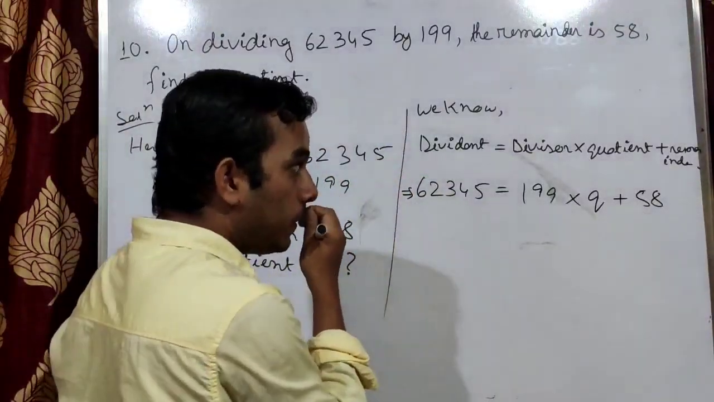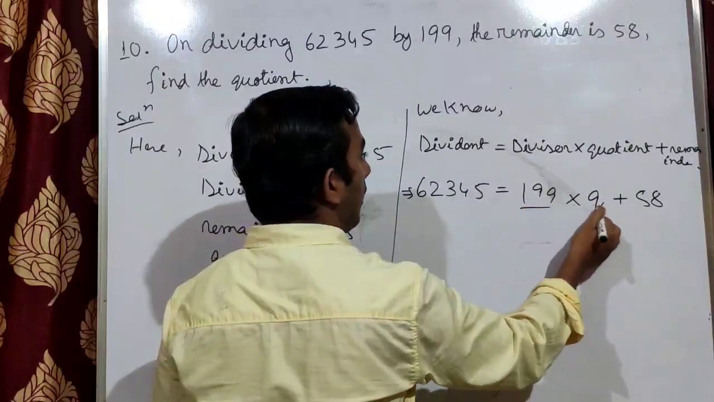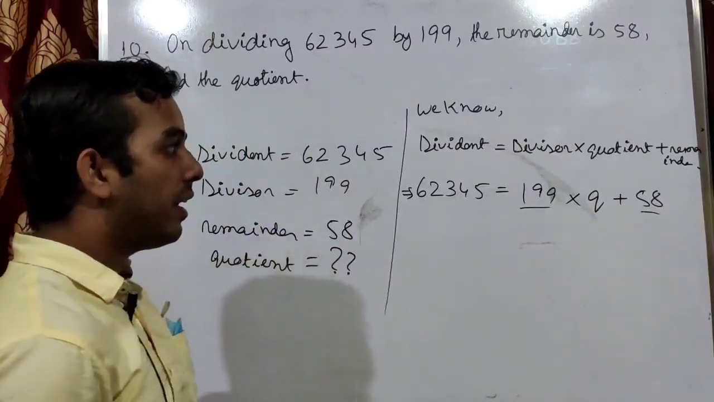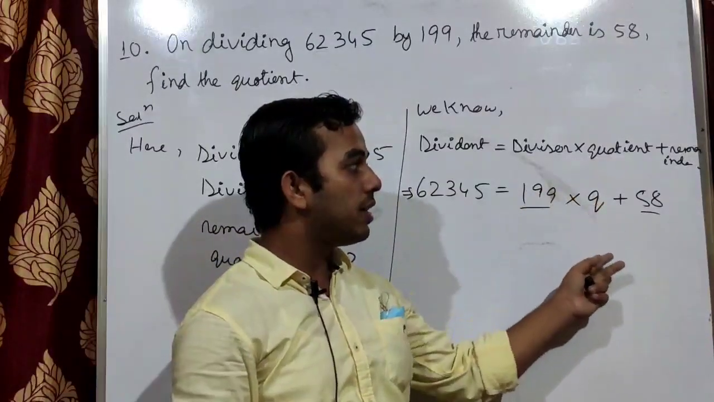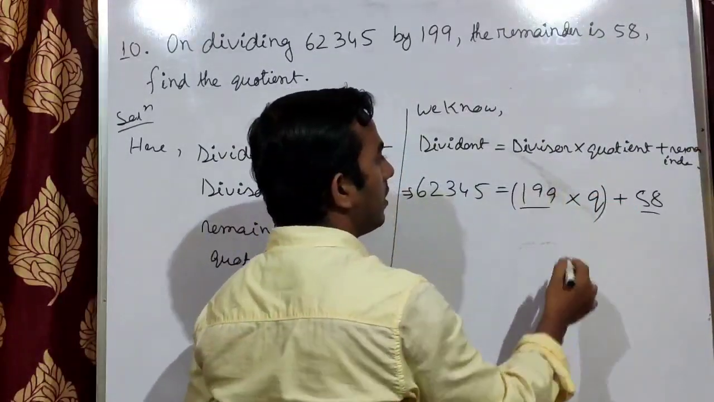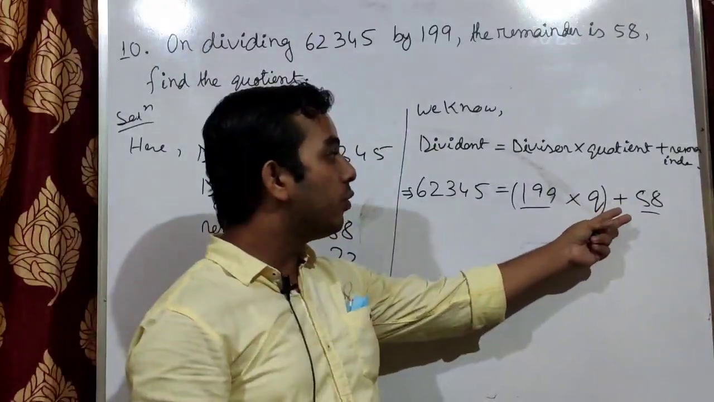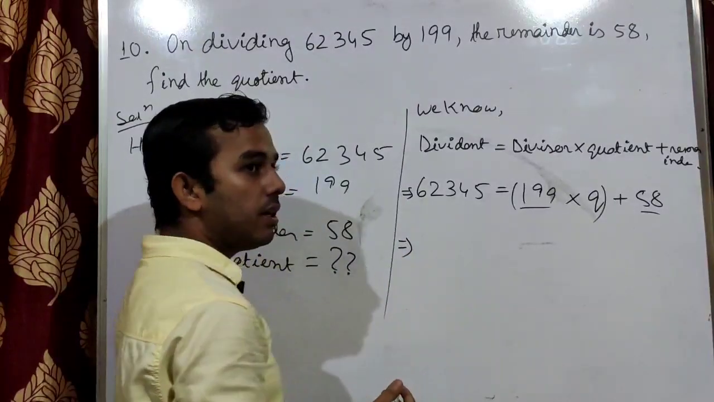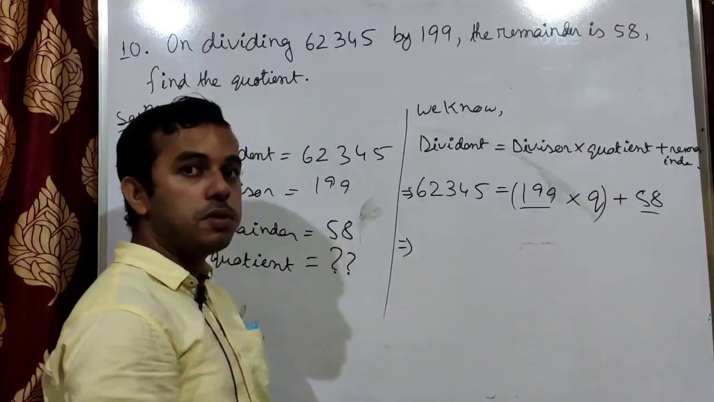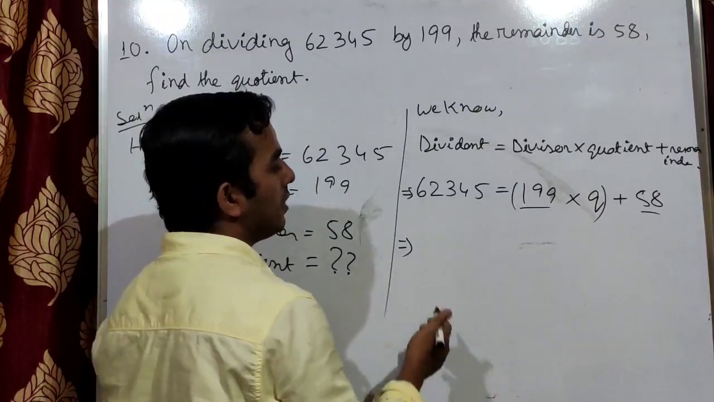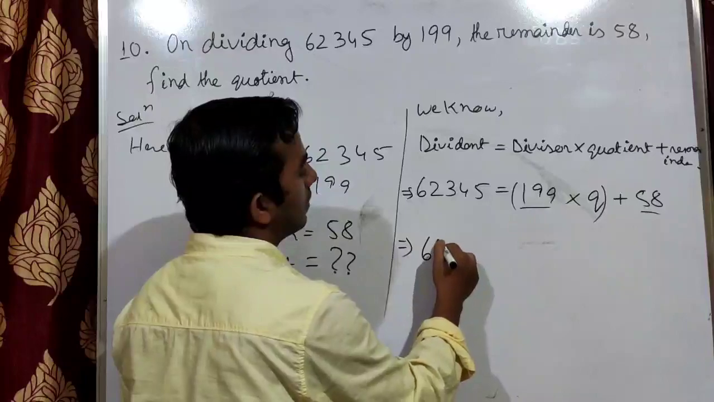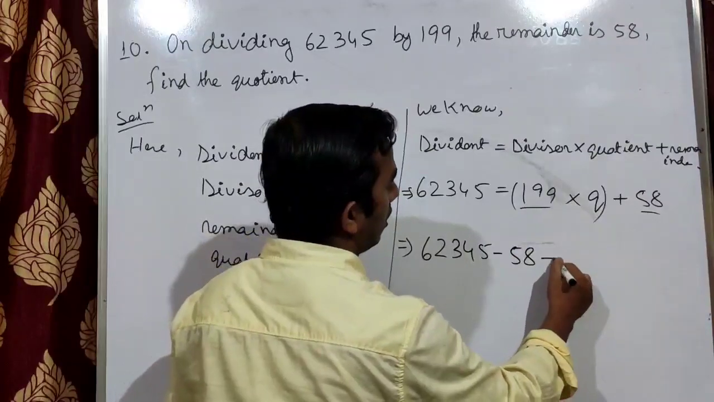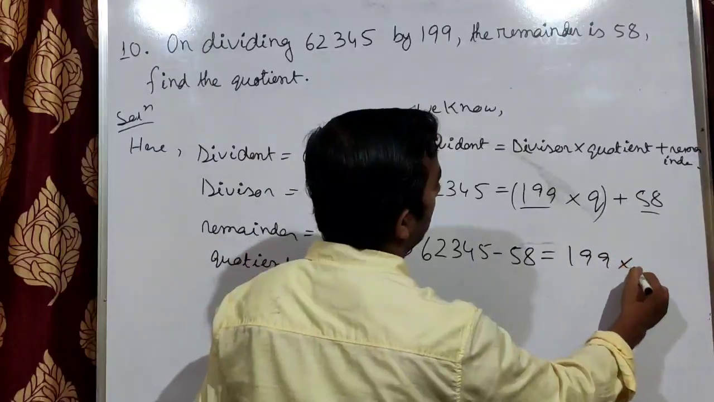Clear? So now one by one we will take these numbers to the left hand side. Let us start with our addition, right. This number is added with this term, these two terms are multiplied. If we change the side, what will it do? It will get subtracted. If there is plus, if we change the side, it gets subtracted. If there is minus, if we change the side, it becomes plus. That is reverse, right. So our next line will be 62,345 minus 58 equals 199 into q.